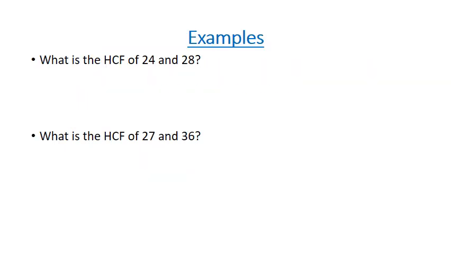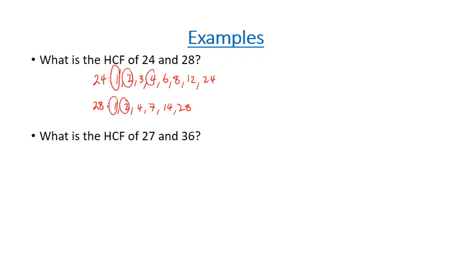So let's do another couple of examples. The highest common factor of 24 and 28. Well, I'm going to write down my factors. So I've got 1, 2, 3, 4, 6, 8, 12, 24. And I've got 1, 2, 4, 7, 14, 28. I'm going to circle the common ones. So I've got 1, 2, 4, which means that my highest common factor is going to be 4.